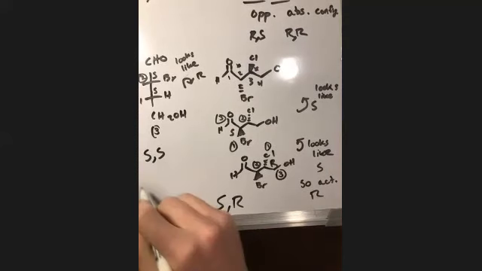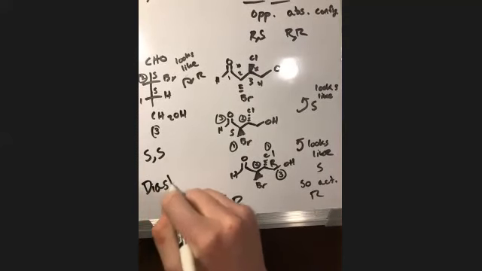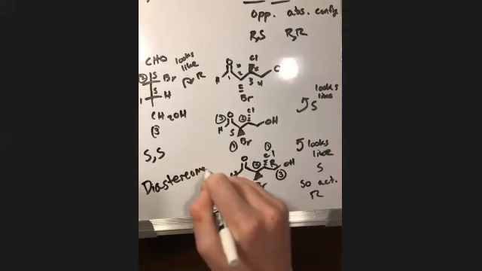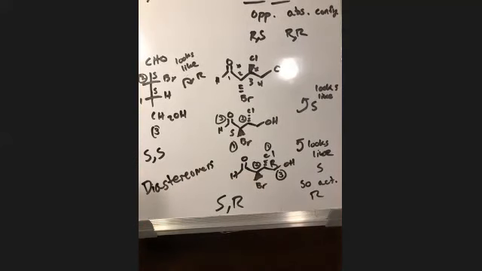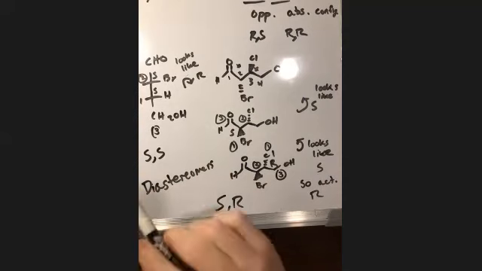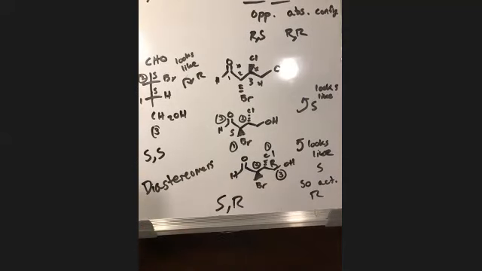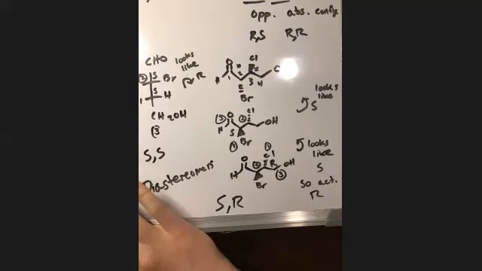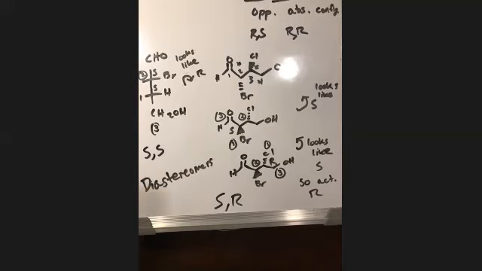So these are diastereomers because we have changed one chiral center, its absolute configuration, but not all of them. So if it was SSRR, that would be enantiomers. Because it's SSSR, that's diastereomer. Make sense?